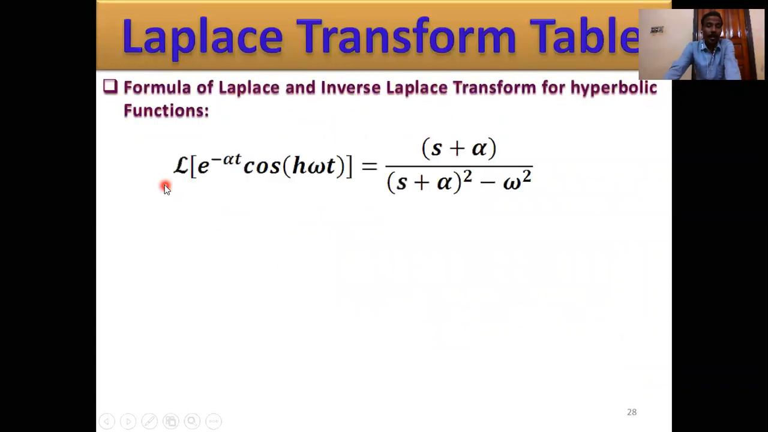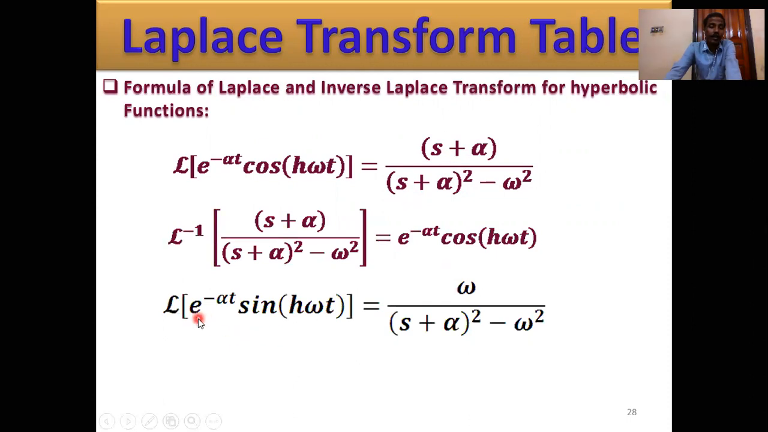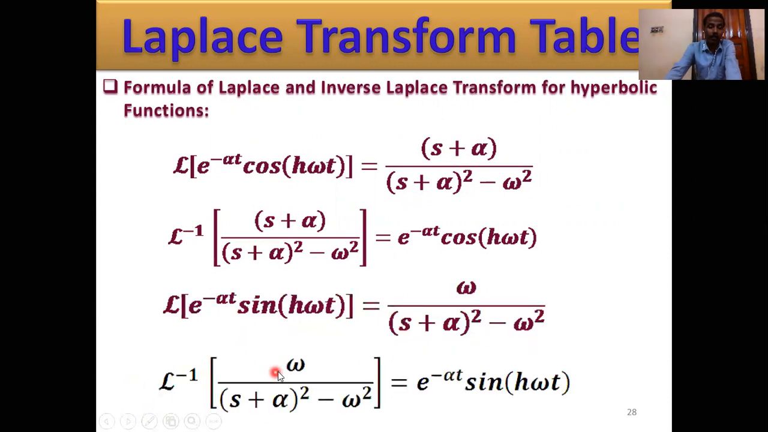Similarly, Laplace transform of e to the power minus alpha t cos h omega t equals s plus alpha divided by s plus alpha whole square minus omega square, and inverse Laplace of s plus alpha by s plus alpha whole square minus omega square equals e to the power minus alpha t cos h omega t. Similarly, for the sine hyperbolic function, Laplace transform of e to the power minus alpha t sin h omega t equals omega by s plus alpha whole square minus omega square, and inverse Laplace of omega by s plus alpha whole square minus omega square equals e to the power minus alpha t sin h omega t. These are all the formulas.